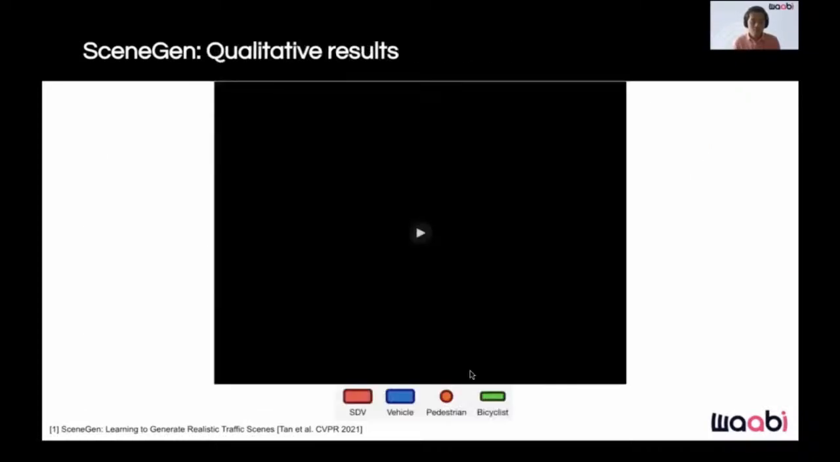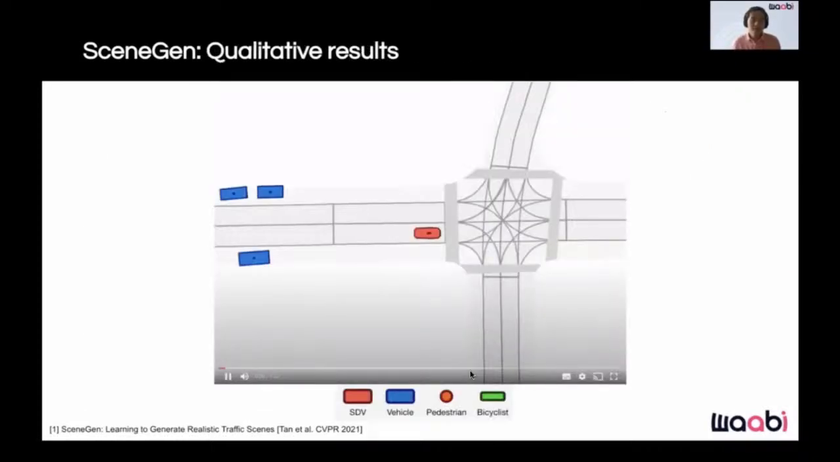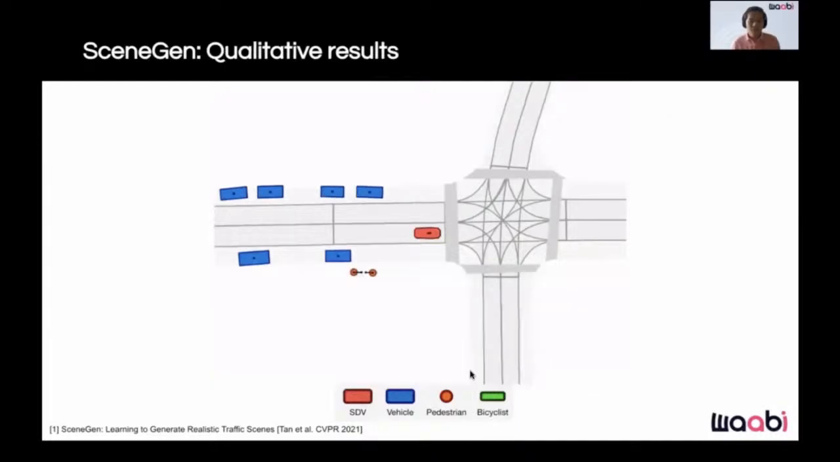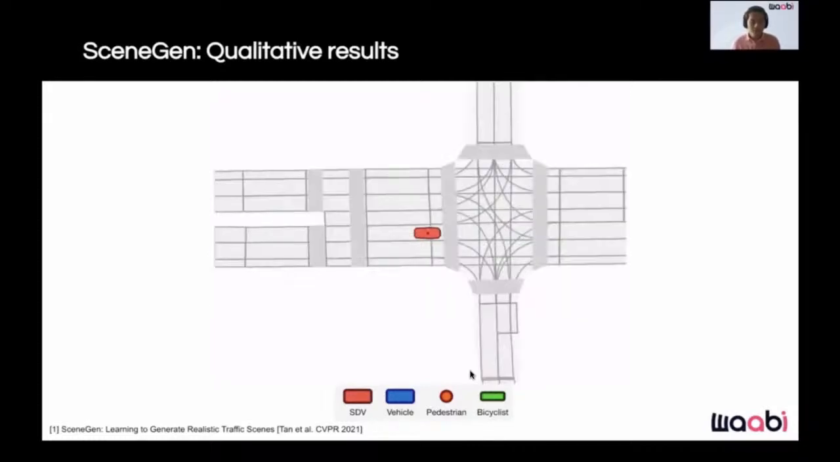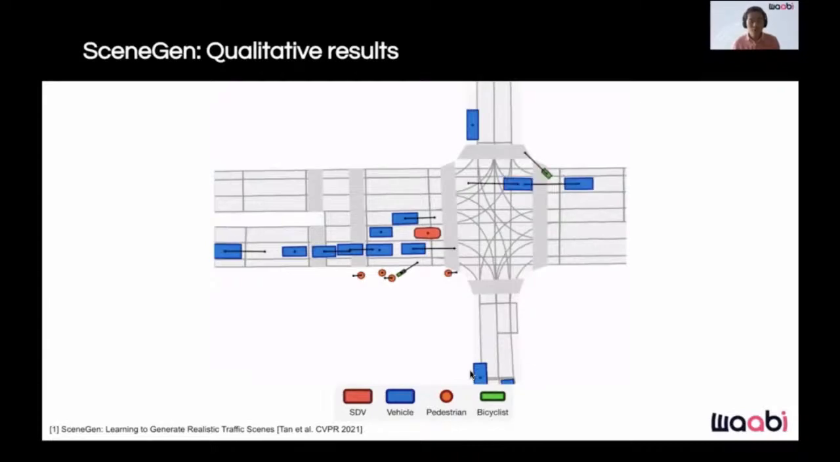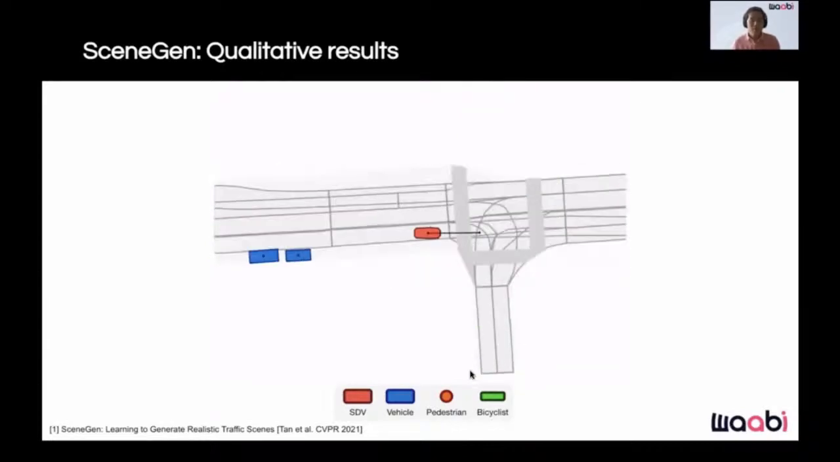Next, let's take a look at some samples from SceneGen. Here we're visualizing the autoregressive generation process, which we've slowed down for visualization purposes. The SDV is shown in red, vehicles in blue, pedestrians in orange, and bicycles in green. We can see that samples from SceneGen are quite realistic, and we can sample from this model over and over again to generate as many scenes as we want. This wraps up our brief overview of traffic scene generation.